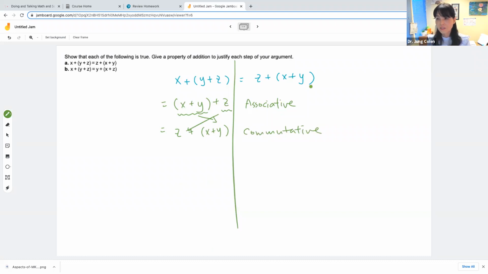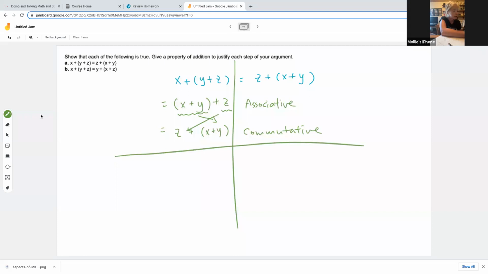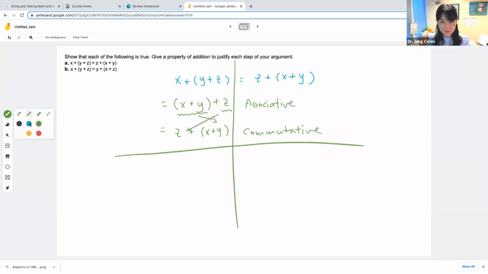And then I'm done. I showed you these two are equal, right? I came to that conclusion, z plus x plus y. But I used two different properties there. Make sense? Okay. Now let's look at the next one.